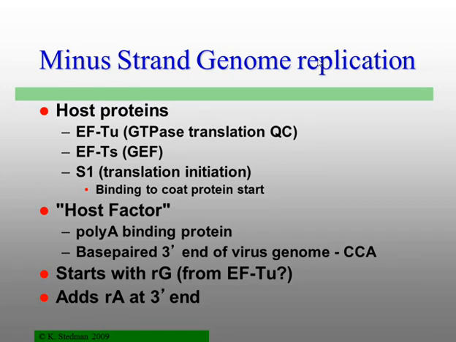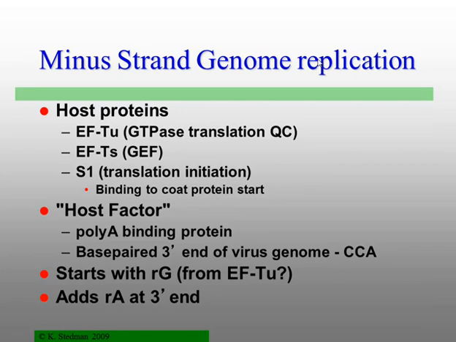So the host proteins that are actually needed for this are EFTU and EFTS, which are the elongation factors for bacterial translation. EFTU is the GTPase when you make the right peptide bond for translocation. EFTS allows the recycling of EFTU. It's just a guanosine nucleotide exchange factor. So these guys are involved in translational elongation. The S1 protein, which is part of the ribosome itself, is also required for minus strand genome replication.